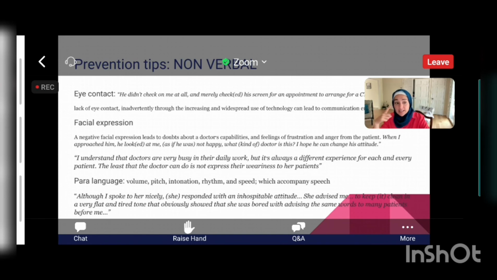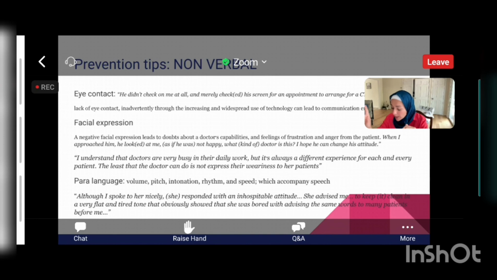Number 1 is non-verbal problems. For example, eye contact, facial expression, and the paralanguage. That is the volume, the pitch, the intonation, the rhythm, the speed with which you speak. So for example, eye contact, a patient said, he didn't check on me at all. He just looked at his screen and then he just made an appointment for a CT scan. So the patient didn't feel like they were examined or really seen by the doctor, because, now that we use technology and computers in the consultation, this is becoming more and more common a complaint.